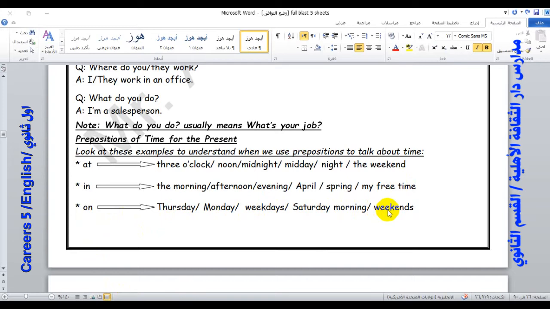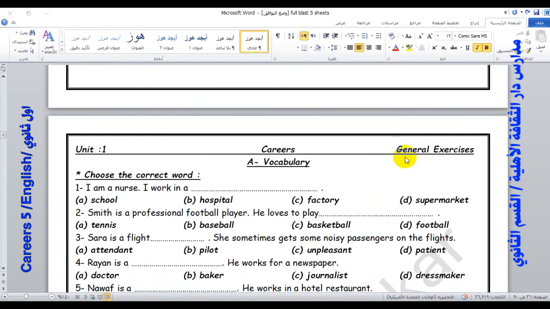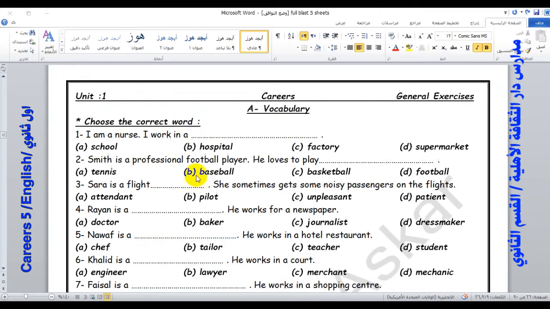This is the last points and the grammatical points of Unit 2. Now look at the general exercises of Unit 2. A. Vocabulary. Choose the correct word. Number 1, I am a nurse. I work in a hospital. Smith is a professional football player. He loves to play football.